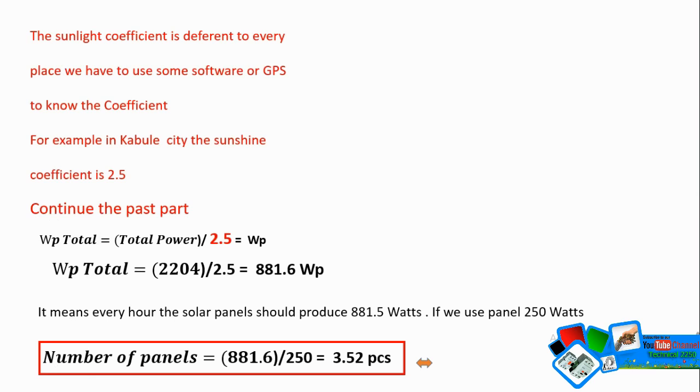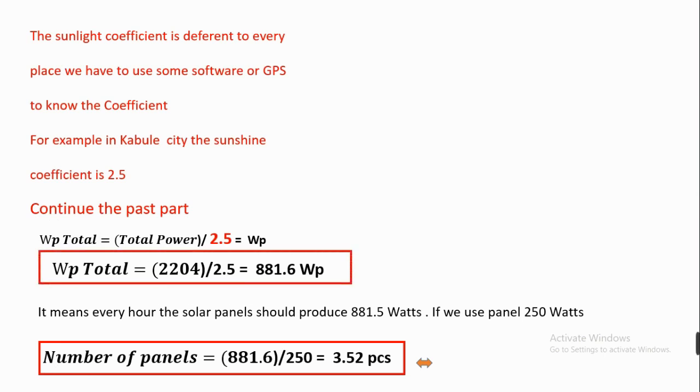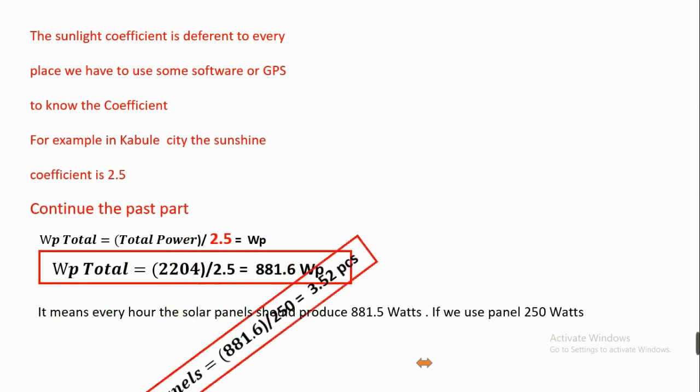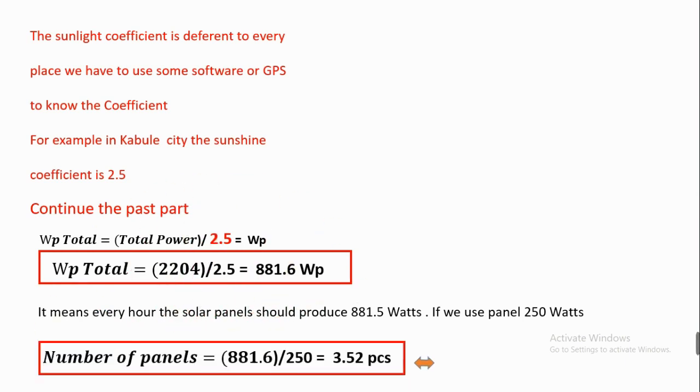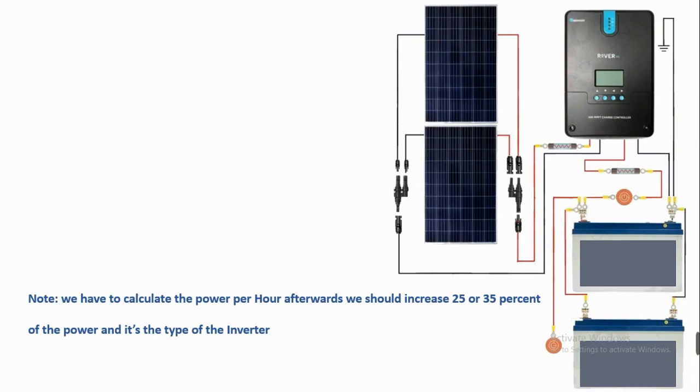If we use a 250 watt panel, the number of panels is equivalent to 4 panels of 250 watts. Third step, inverter calculation.